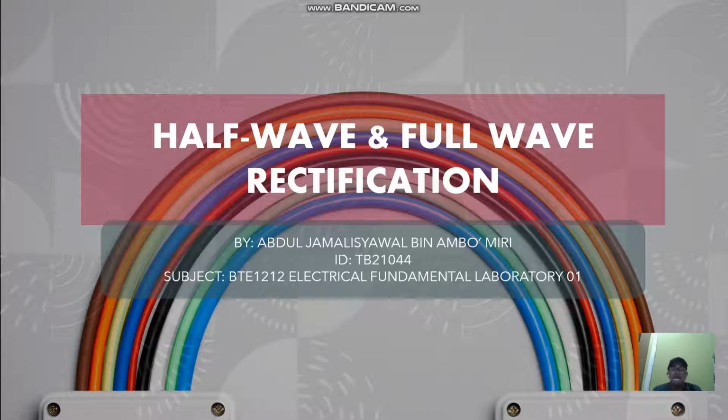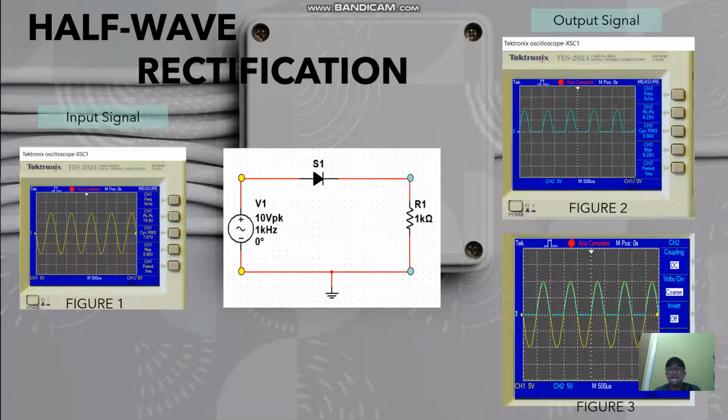So, for my final project of this subject, I will be doing a topic about half wave and full wave rectification. For this first part, I will be talking about half wave rectification. Half-wave rectification is a circuit that's constructed in series between the connection of a supply power connected with a diode, which in this picture we are using S1, and then our loads, which is indicated by R1.